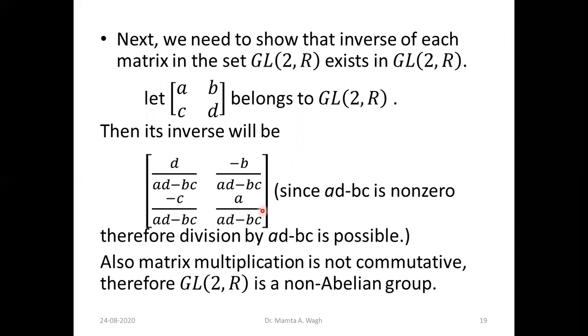So this will be the inverse matrix of this matrix A, B, C, D. Also, matrix multiplication is not commutative; you can verify that. So this set GL2R under matrix multiplication is a non-abelian group. We have satisfied all the properties and commutativity is not holding here. So it's a non-abelian group.